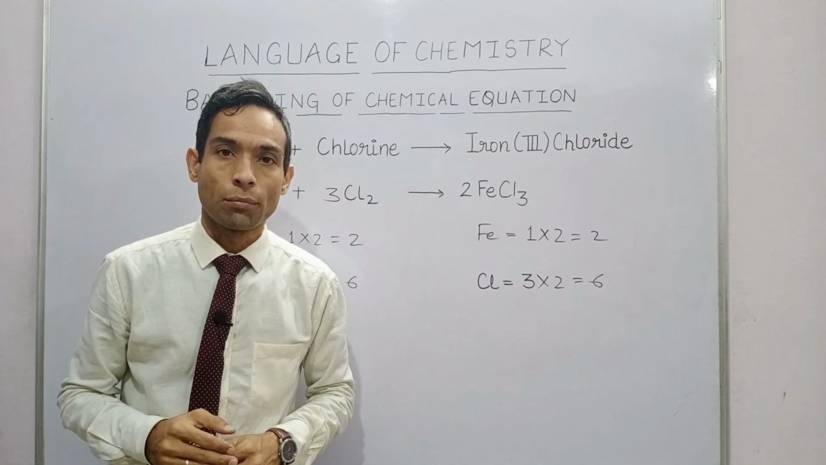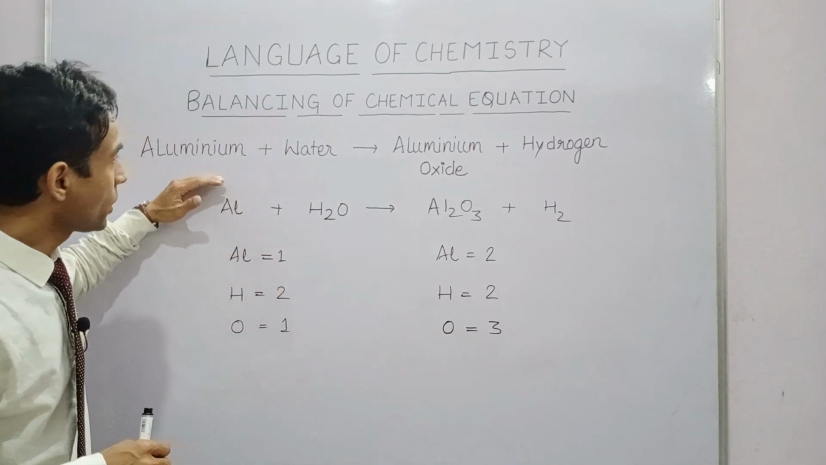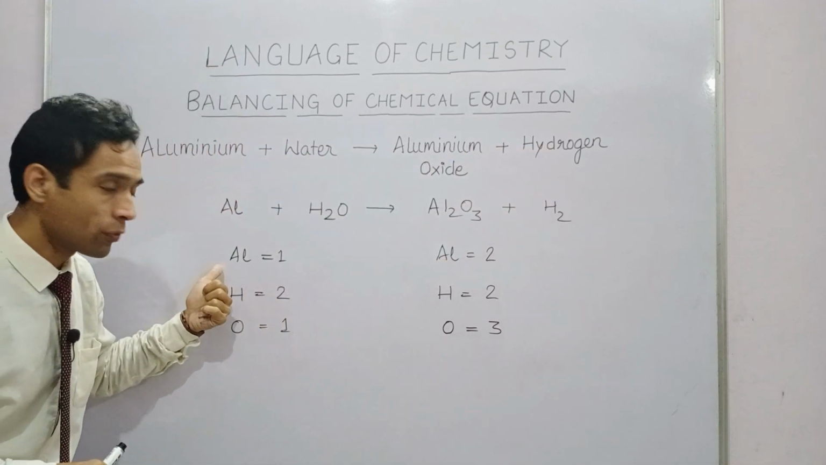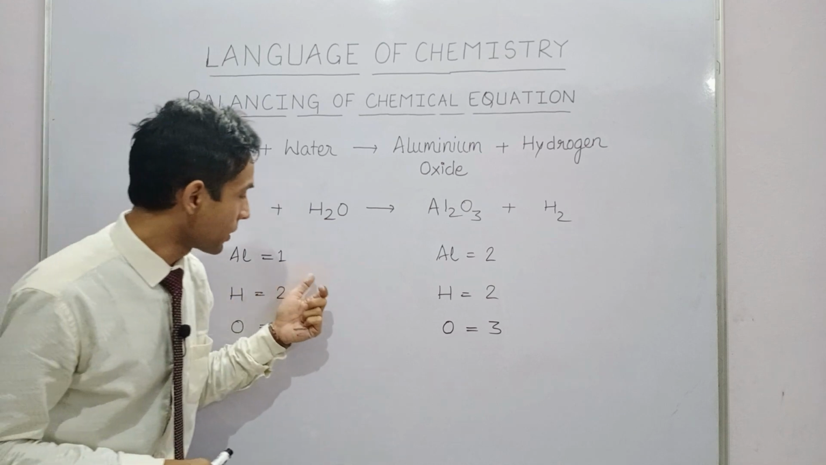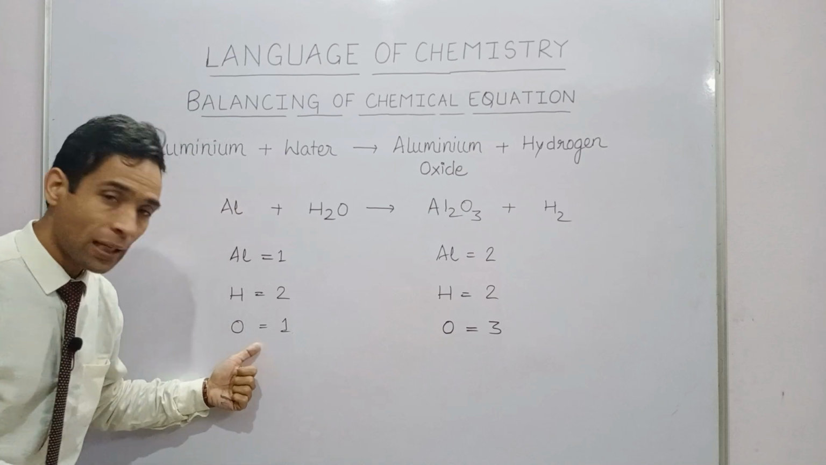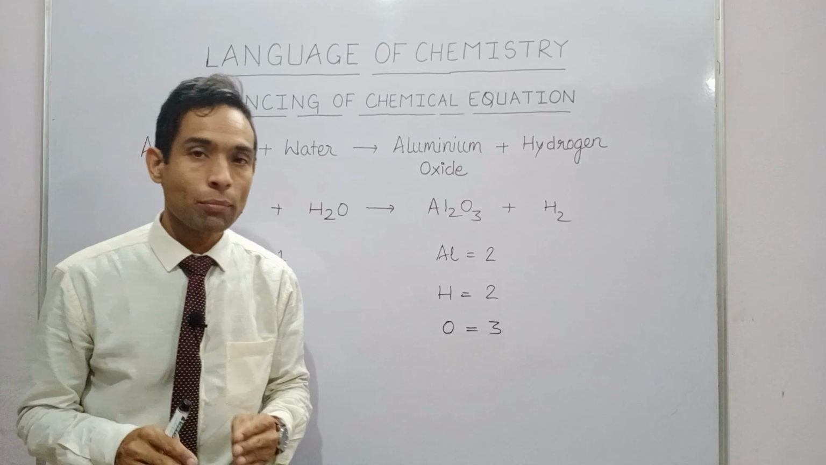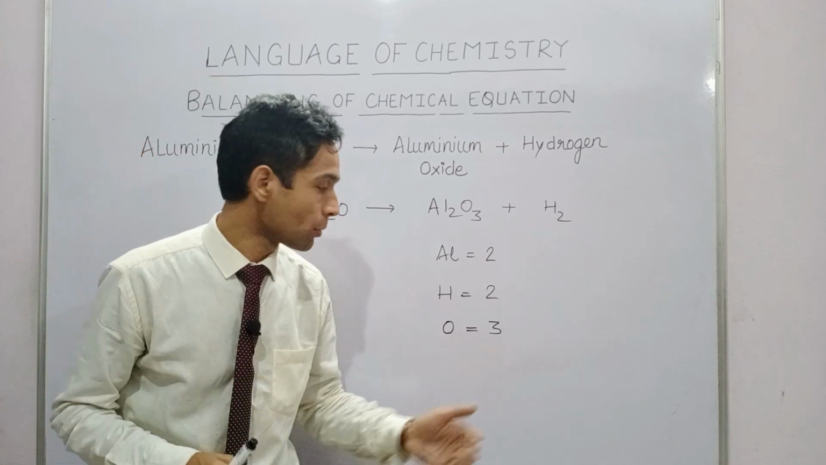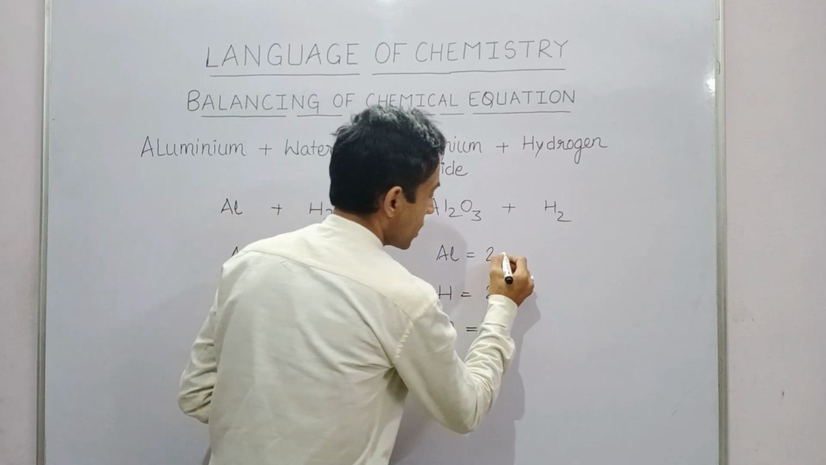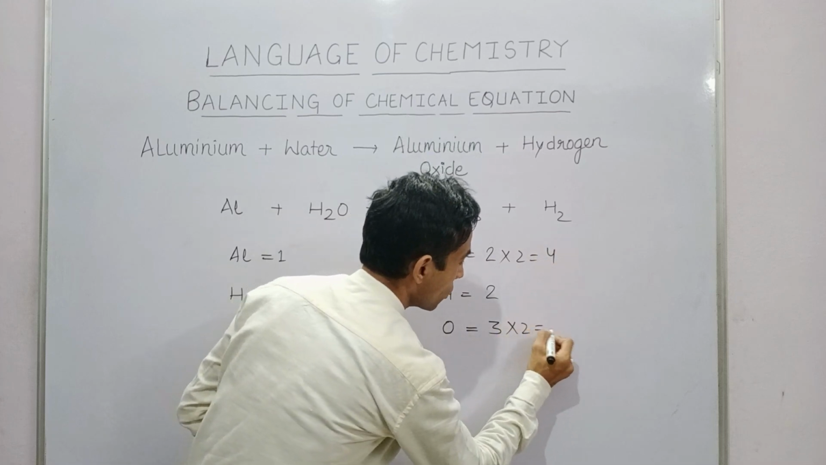Let's take one more example. In the last example here we have is aluminium plus water gives aluminium oxide and hydrogen. Here you can see the number of aluminium atom is 1 on left hand side and 2 on right hand side. Hydrogen atom is 2 on both the sides and oxygen atom is 1 on left hand side and 3 on right hand side. Using the same method, I am going to make the oxygen atom even by placing 2 before Al2O3. This changes the number of aluminium atom to 4 and number of oxygen atom to 6.